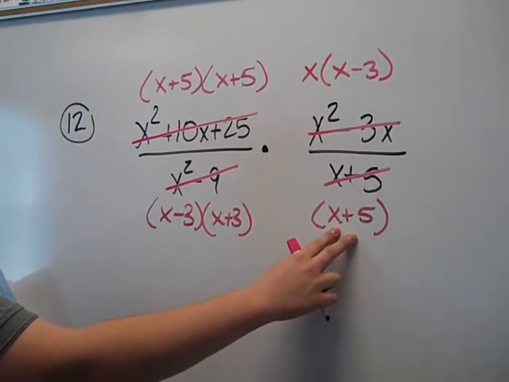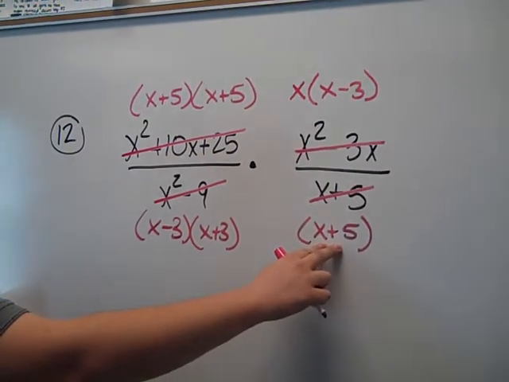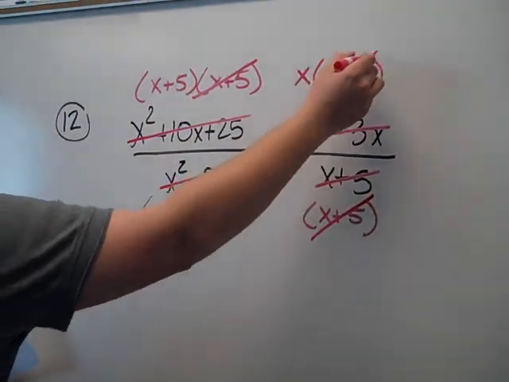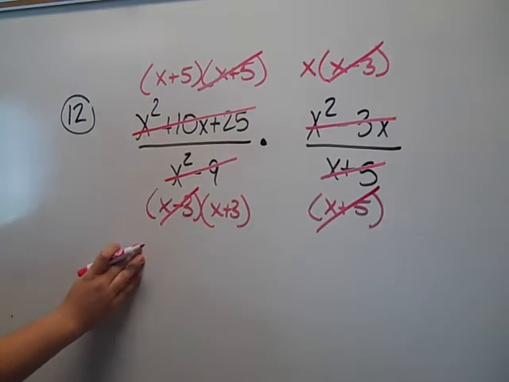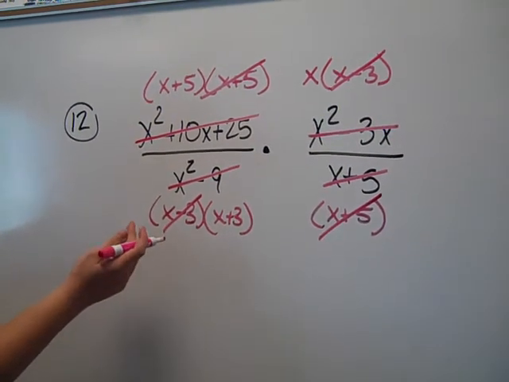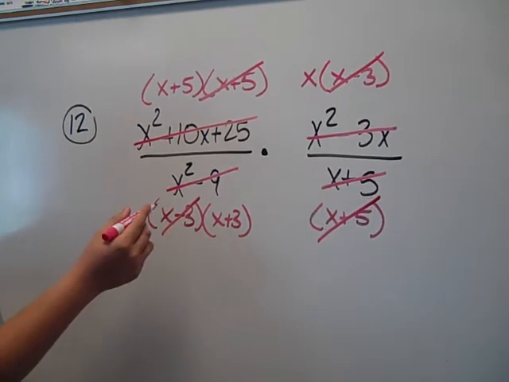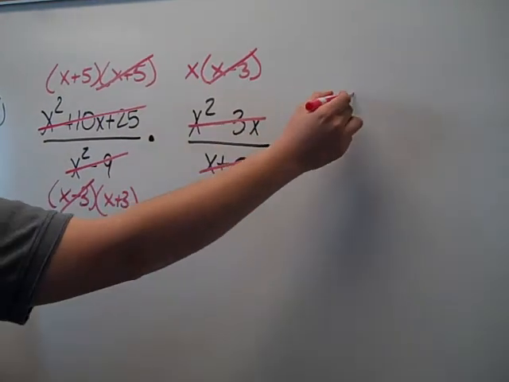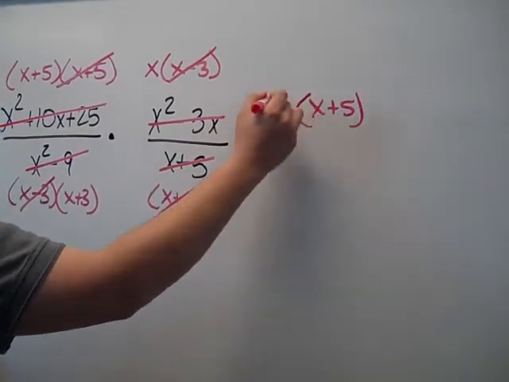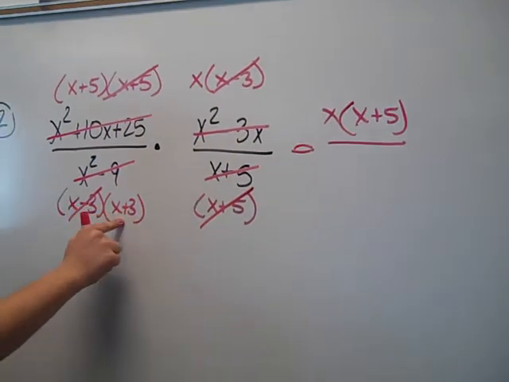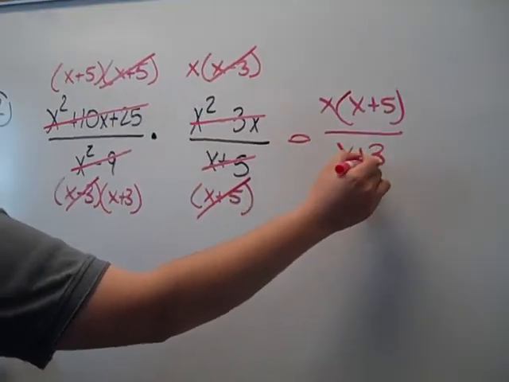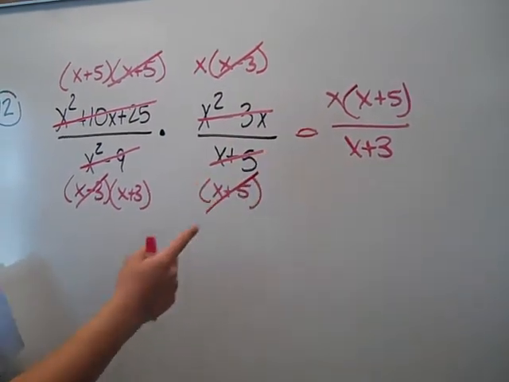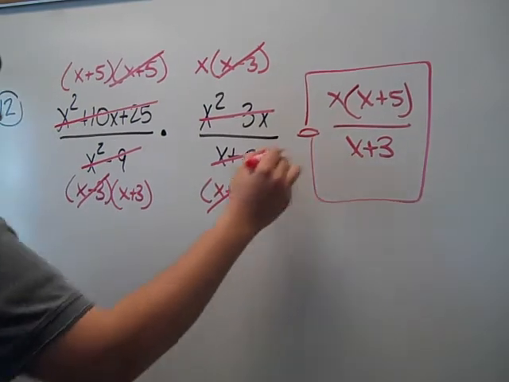So I'm just going to cross off all the stuff I have in common because I know, for example, x plus 5 over x plus 5 is 1. And I know that x minus 3 over x minus 3 is 1. So I can get rid of those. Well, I don't really get rid of them. They just go to 1. So at the top, I have left over x plus 5 and x. So x plus 5 and x. And on the bottom, I have x plus 3. And I would probably leave it like that. But if you want to distribute that x in, you can. But that'll be good enough. So that will be our final answer.